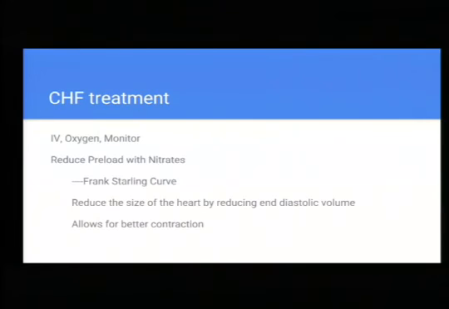So you reduce your preload with nitrates. That's why we give the nitro. And we talked about that Frank-Starling curve. You want to decrease your left ventricular end diastolic volume, let that shift back to the left, and that allows for better contraction of your heart, more output, increased stroke volume.